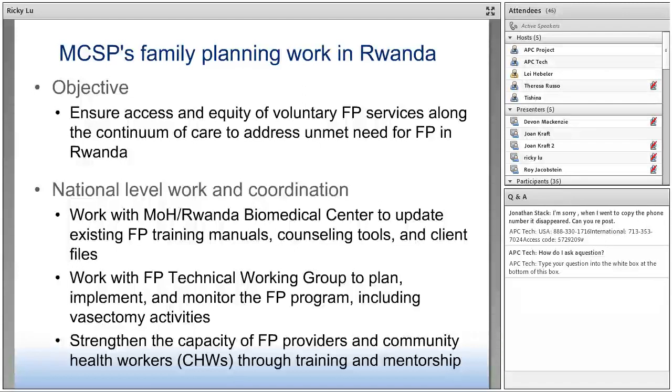At the mid-level, we worked with the family planning technical working group to translate and make sure that those updated training materials are included in the planning and implementation, and critically the monitoring, of the FP program. In this aspect, we were working on permanent methods that included vasectomy activities. And the third element was to actually work with the providers themselves, both at the level of the hospital and facilities who are going to be offering those services, and with the community health workers, to ensure that there's coordination between demand generation as well as service provision.